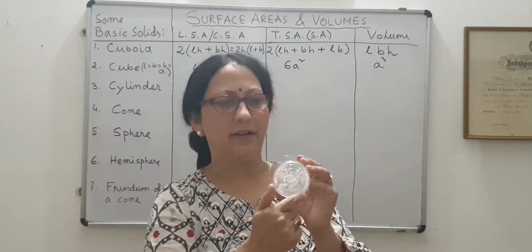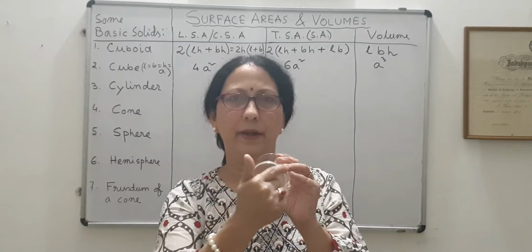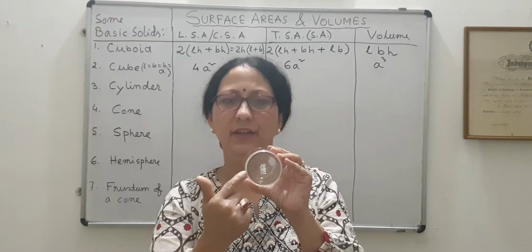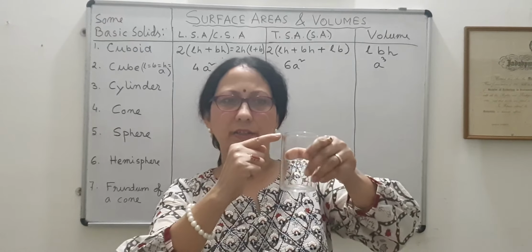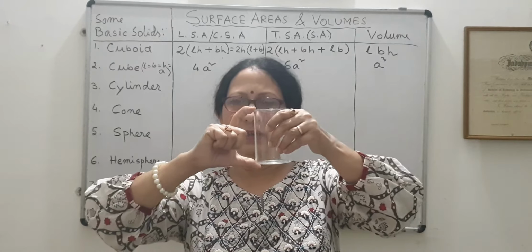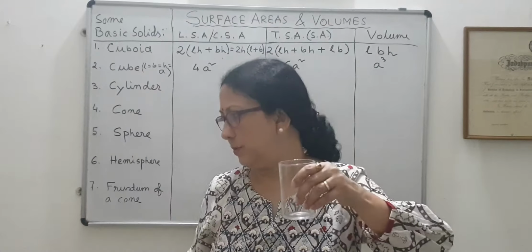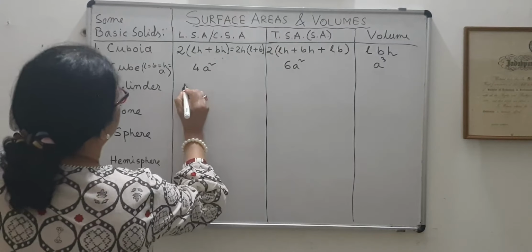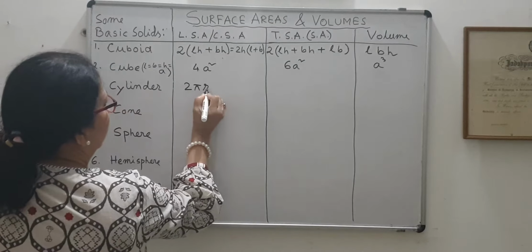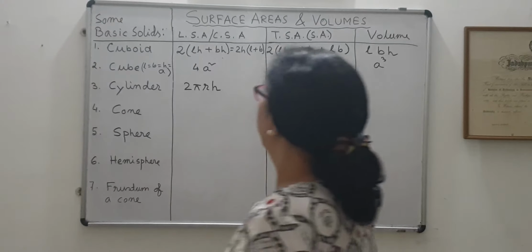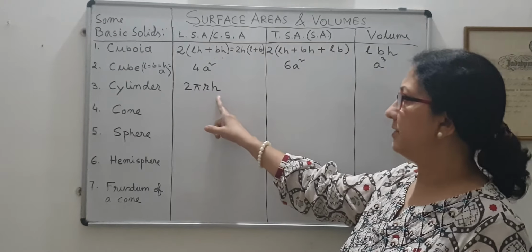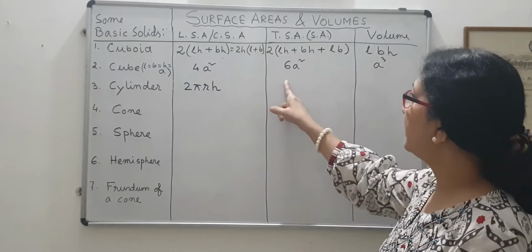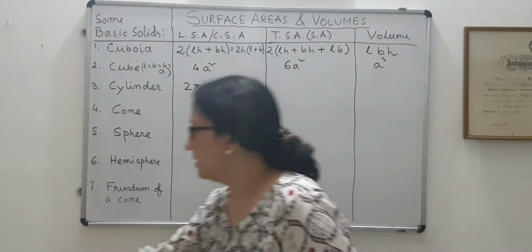We take the circumference of the base circle, 2 pi r. If r is the radius of this base, then 2 pi r is the circumference. This circumference into the height of the cylinder will be the curved surface area. So the circumference is 2 pi r into the height of the cylinder, where r is the radius of the base circle and h is the height of the cylinder. Okay, and total surface area will be curved surface area plus base area.